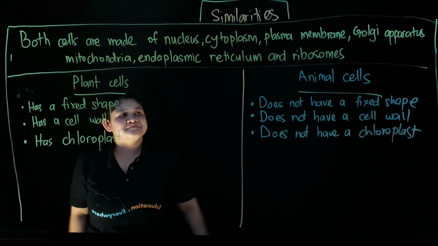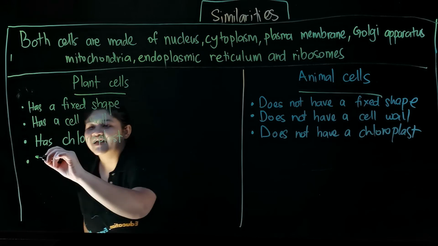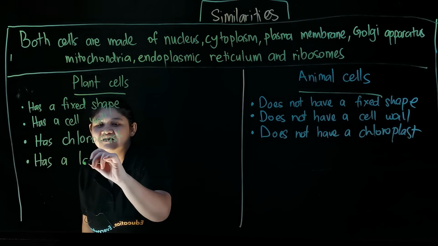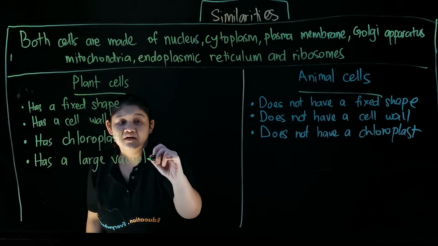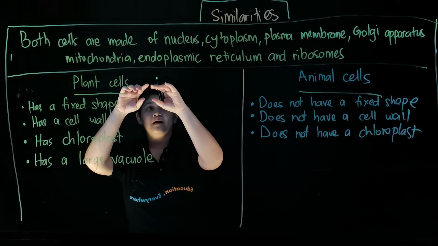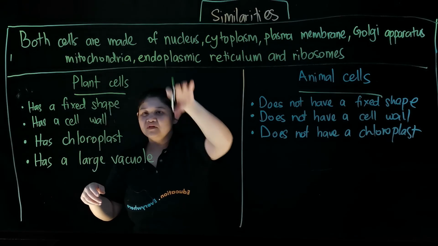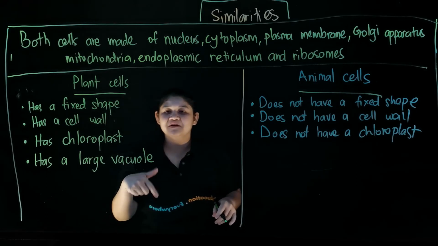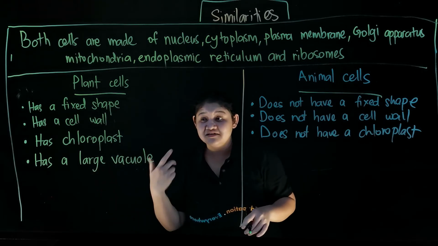What else? A large vacuole. Remember, in the previous drawing, when I did the plant cell, you could see a big blue pool. That's a large vacuole. Its function, just to recap, is to store nutrients and water, and also to aid cellular digestion.